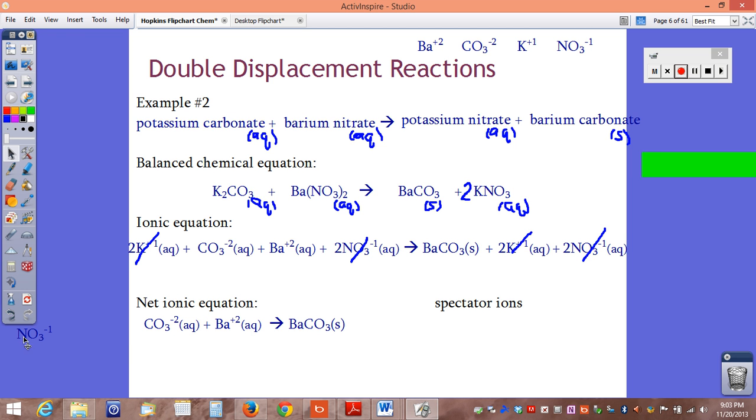And then finally my spectators will be the potassium and the nitrate ions, once again with their ion charges listed.